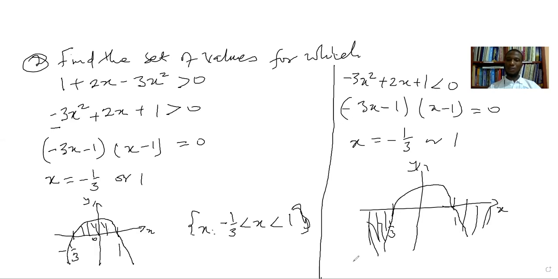So therefore, our set of values are going to be x is such that x is to the left of -1/3, so x less than -1/3, or remember it's towards the open end of the curve, so it cannot continue. We have two separate ranges of values, or x greater than +1, because the x values are to the right of 1. So this is it.